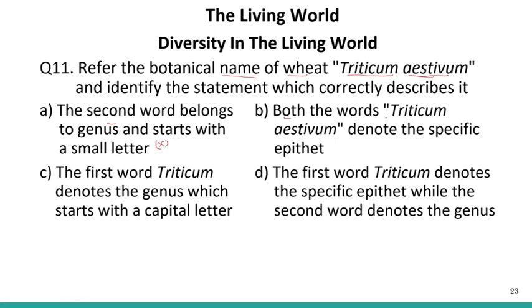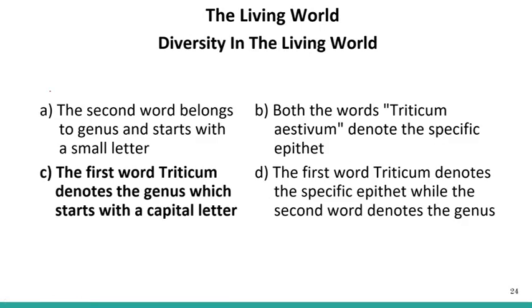Second option is, both the words Triticum aestivum denote the specific epithet. This is also not correct. Third option is, the first word Triticum denotes the genus, which starts with a capital letter. And the fourth option, the first word Triticum denotes the specific epithet. Again, this is wrong. So here we have Triticum aestivum. Triticum is what? Genus. It is the generic name or generic epithet, and aestivum is the specific epithet. So what should be the correct answer? Option C is the correct answer.